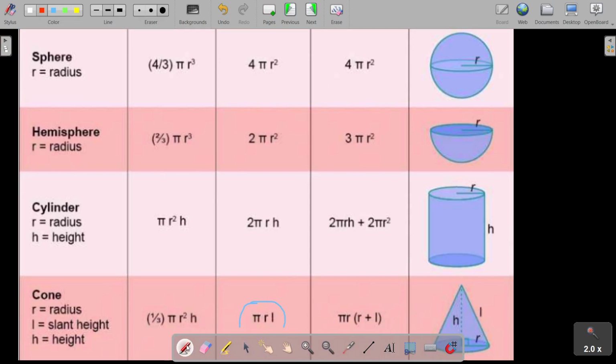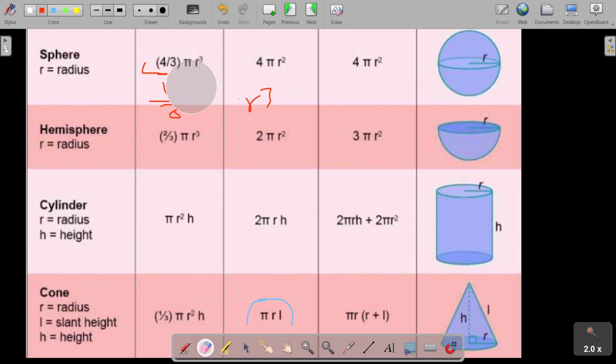Going on to the sphere, the sphere volume formula is 4 over 3 pi r cubed, and the curved surface area is 4 pi r squared, and the total surface area is also 4 pi r squared for the sphere. We can see that there is nothing that we can neglect, and all the surface is curved, so the curved surface area is 4 pi r squared.